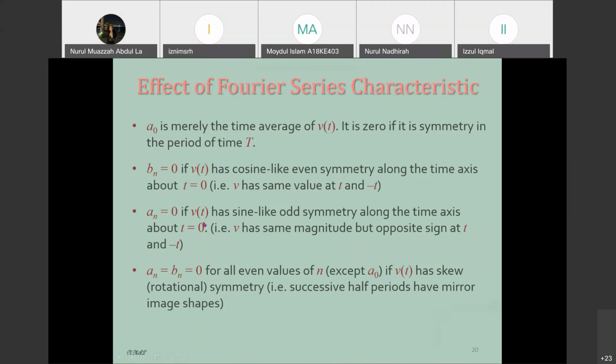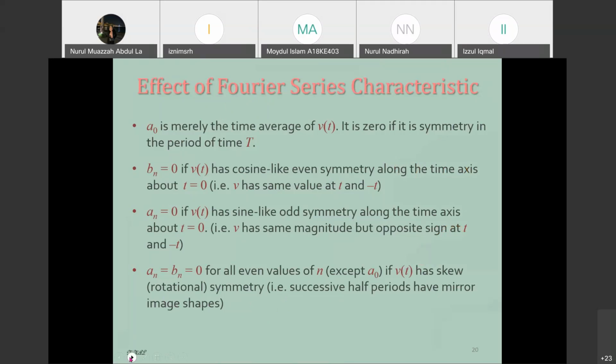If the signal has sine-like odd symmetry, if you remember, this is odd symmetry, where you have the same magnitude but at opposite sign, so the An part will become 0. That is if it only has sine odd symmetry. For cosine, even symmetry, it is something like this. An equal to Bn equal to 0 for all even values of n except A naught if v(t) has a skew symmetry. So recall your memory on skew symmetry, where successive half periods have mirror image shapes. This is just the point that you can see from the effect of the Fourier series characteristic.